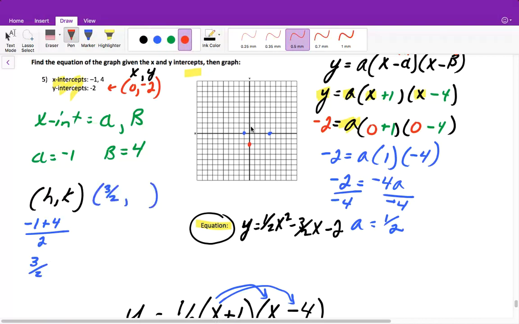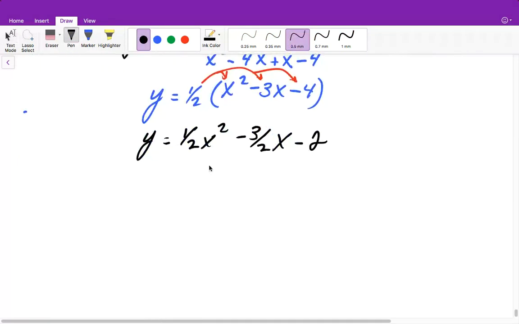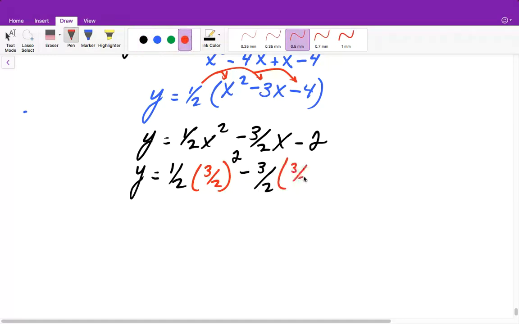So on this 3/2, so that's 1.5, somewhere in the middle between 1 and 2, we can draw the line for our axis of symmetry. So we know our vertex is somewhere along that line, but we don't know exactly where it's at. That's what we need to solve for. If we know what our x value is, we can solve for our y. So y is equal to 1/2. We know our x is equal to 3/2. So we can plug it in, squared, minus 3/2 times our x, which is 3/2, minus 2. This will allow us to solve for the y value of our vertex because we already know the x value is 3/2.